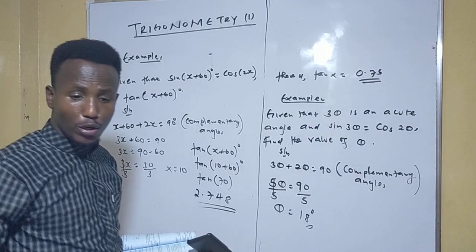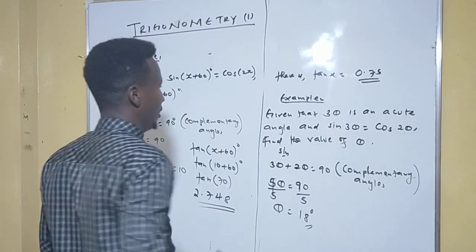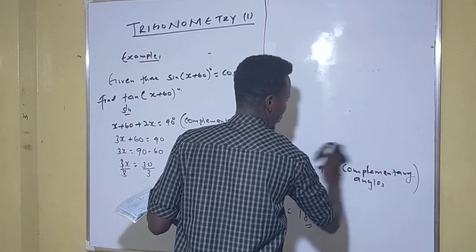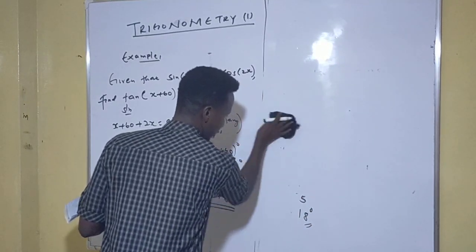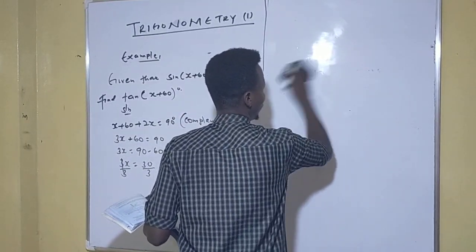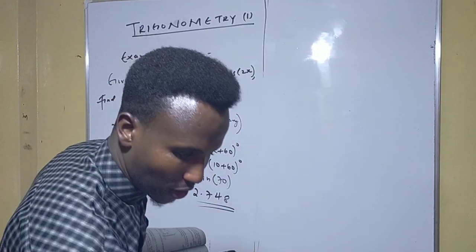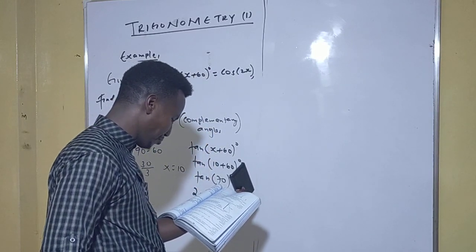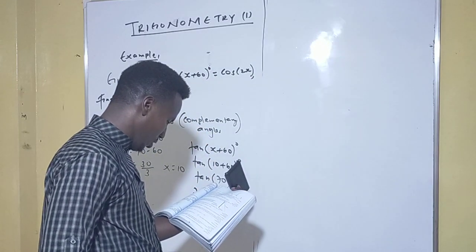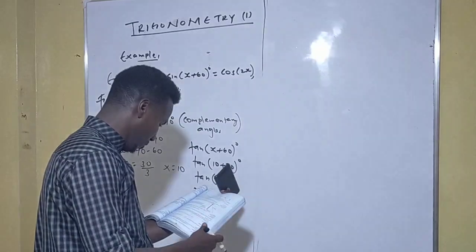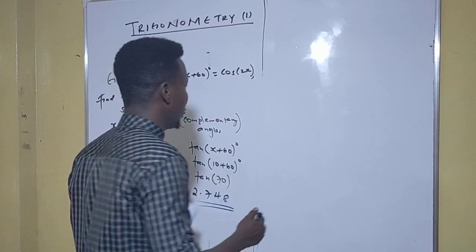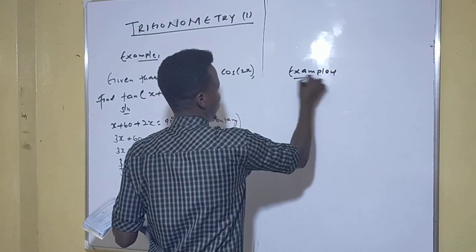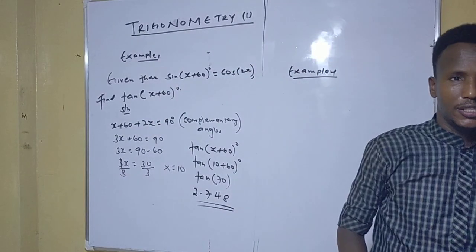Let me add another example. I'll give you more examples so that you understand better. Let's go to example 4. I'll give you more than 5 so that you understand better. Let's see this one. We are told, given that, this is example 4. Example 4, don't forget.